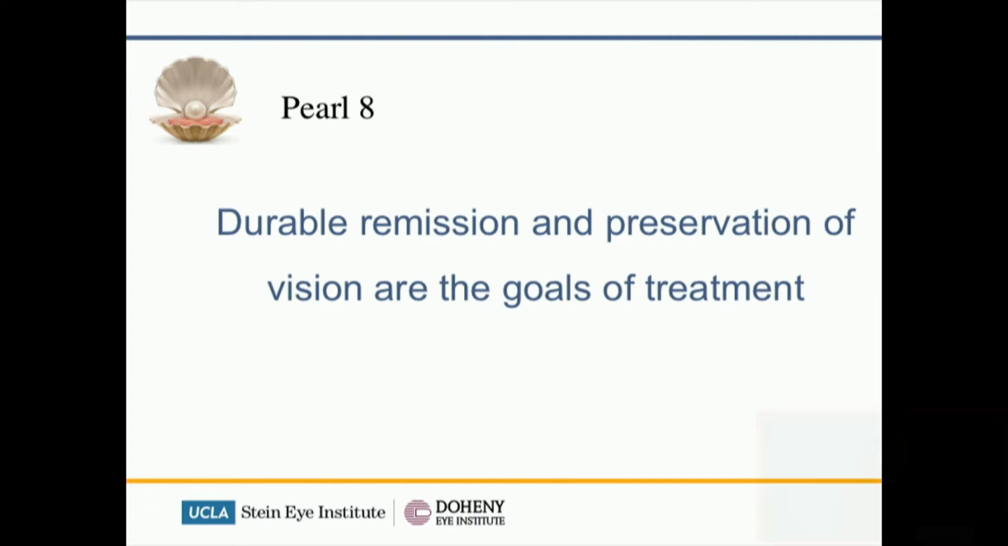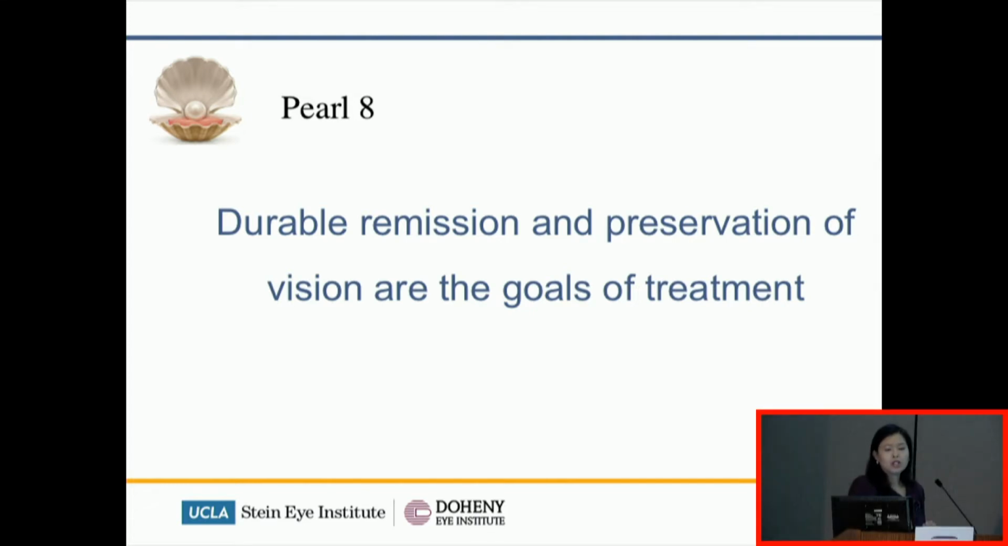So my next pearl is that we should aim for durable remission with, therefore, the preservation of vision. And that should be our goal. It shouldn't be short-term control, but we should be wanting to take care of this child so that they grow up into an adult with good vision.